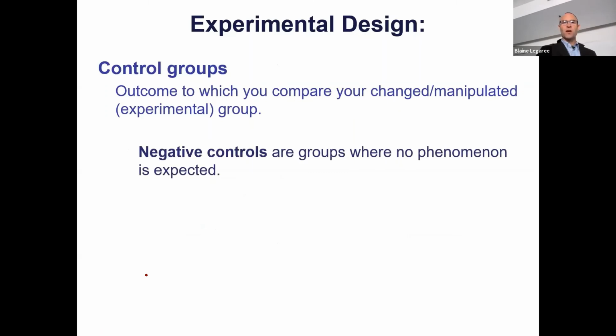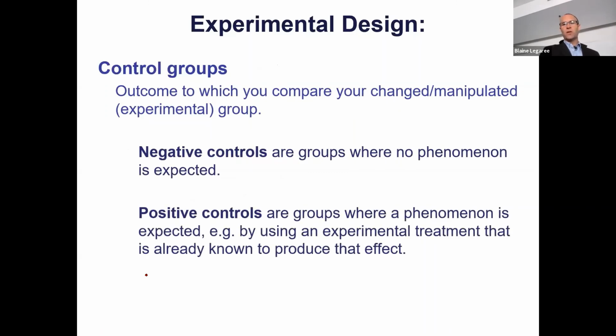Good experiments will have control groups as well. You can see negative control groups where no phenomenon is expected. So if you're testing a drug on mice, you're going to have some mice that aren't getting any drug at all, right? You want to see that it's not the food you're giving them or the cage you have in the lab, or maybe something else going on in the lab or in the field that is affecting the mice and the blood pressure.